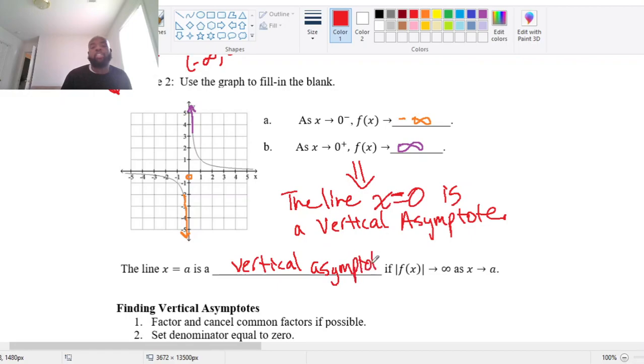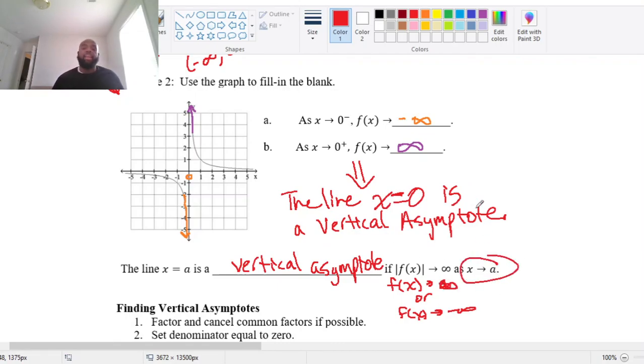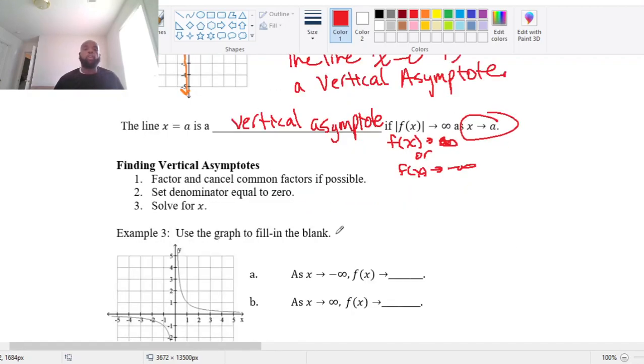If our function approaches positive or negative infinity, I say that the absolute value of the function approaches infinity. This just means f of x approaches infinity, or f of x approaches negative infinity, as x approaches some distinct number, all right? And we'll look at it from the left and the right, and we'll talk about what this means when you get to calculus, okay? And so those are vertical asymptotes.